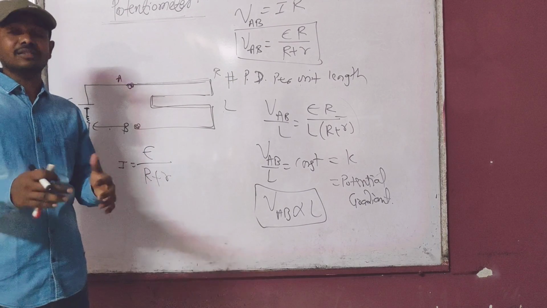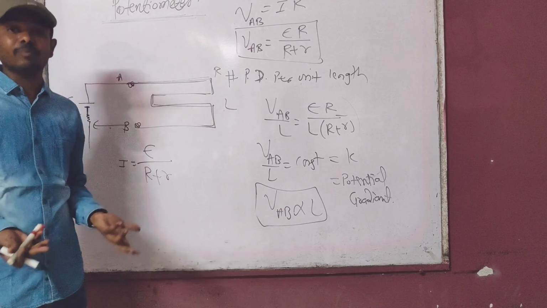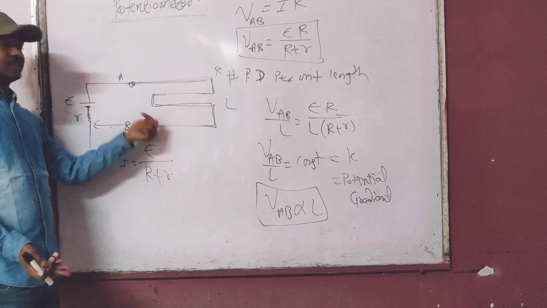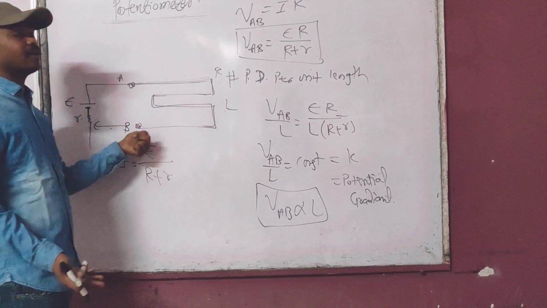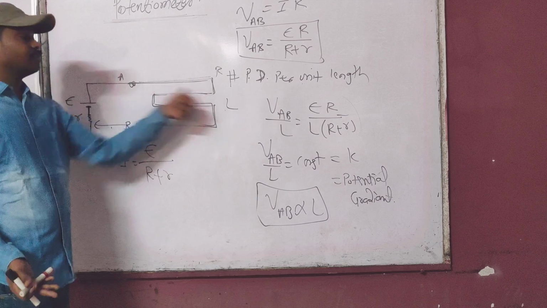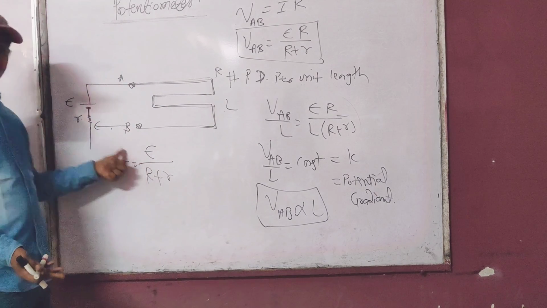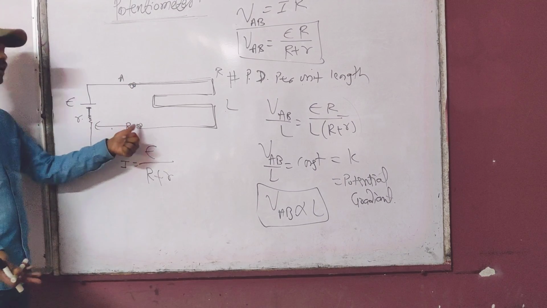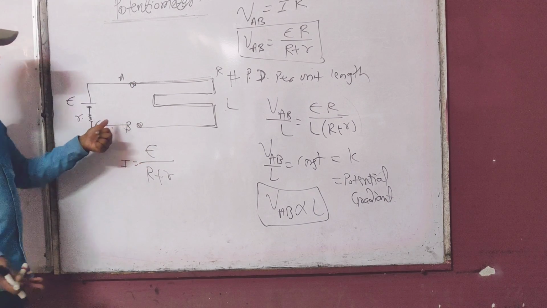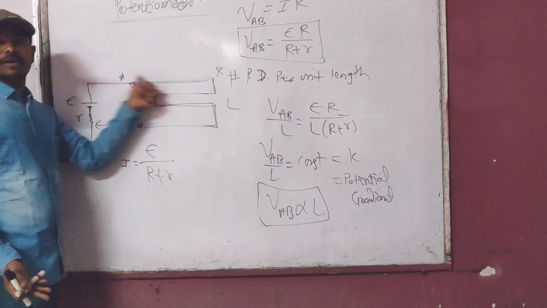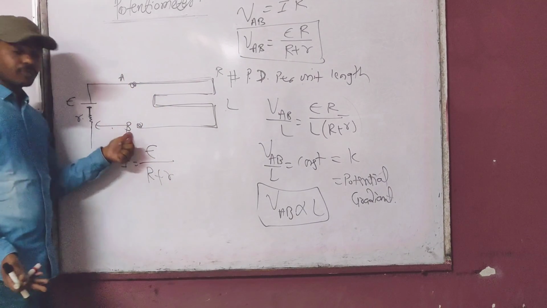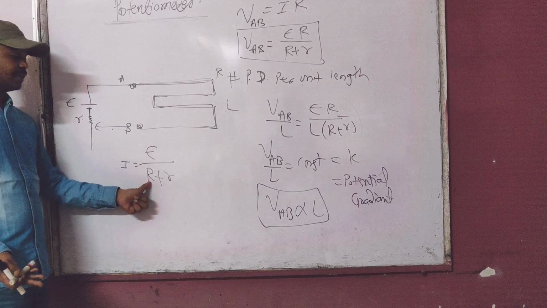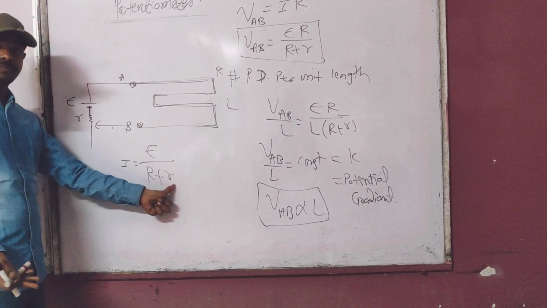What is the meaning or the principle of potentiometer? We can explain the construction of potentiometer. It is nothing but a thin uniform cross-sectional wire of resistance capital R, and capital L is the length of the wire between the points A and B. A cell of EMF E and internal resistance r is connected between A and B. Due to this EMF, a current flows through the potentiometer wire, given by Ohm's law as E divided by capital R plus r.